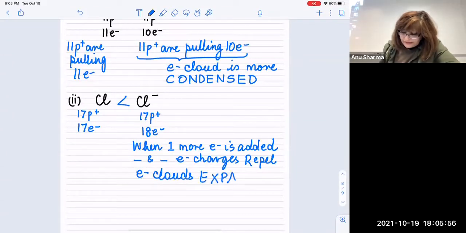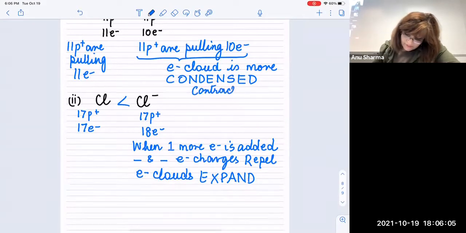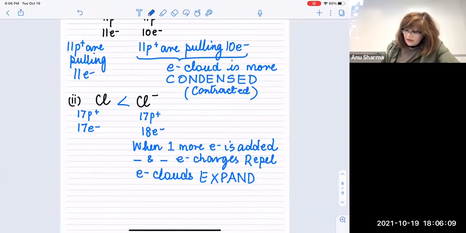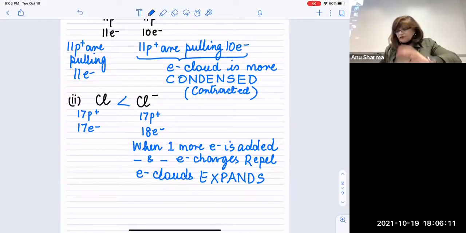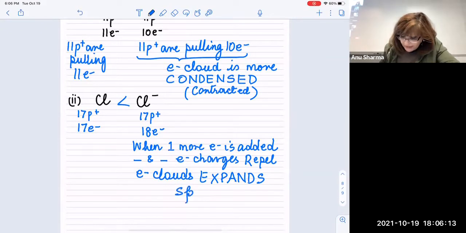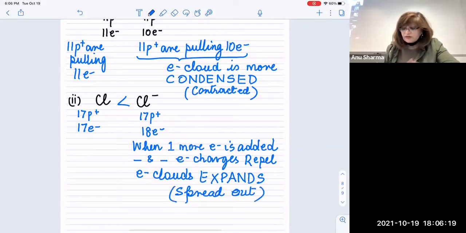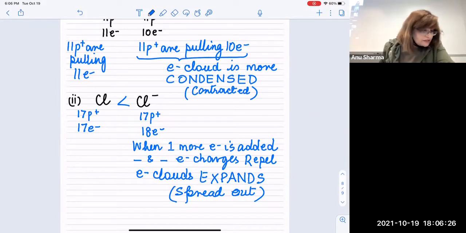So it's basically the expansion and the contraction. Here it's contracted, and here the electron cloud expands. It spreads out more in order to accommodate that one more electron, and that spreading out creates a bigger size. So that's one piece. Now let's look at another piece right here.